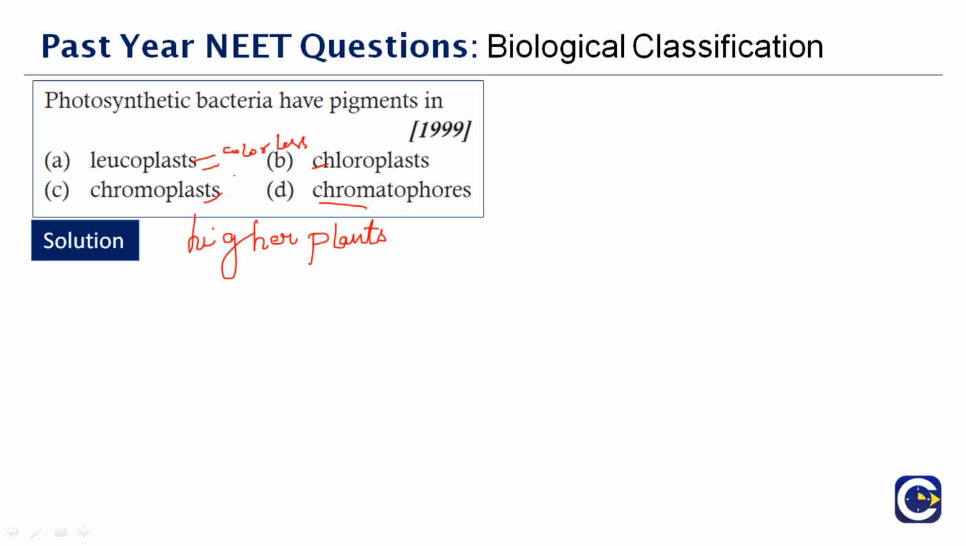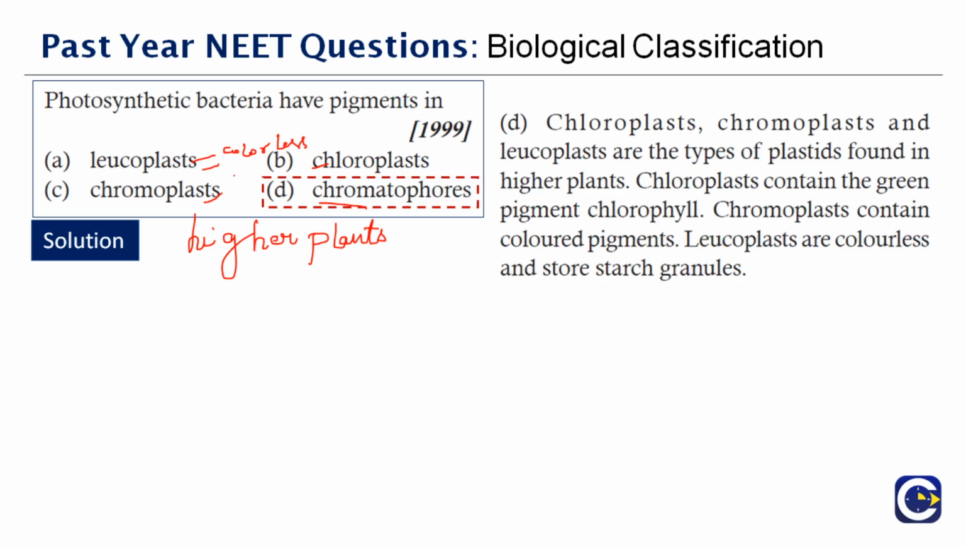Actually, they don't have anything in particular. They have a combination of everything. When we say chromo, it's a combination of colors or pigments. So that is present in the bacteria so that it can attain the color. Therefore, the correct answer is option D.